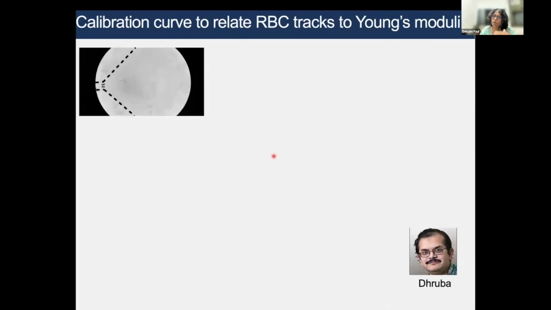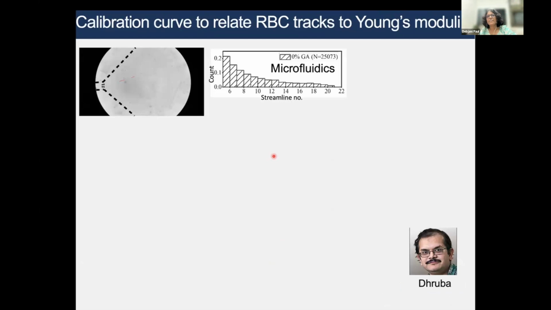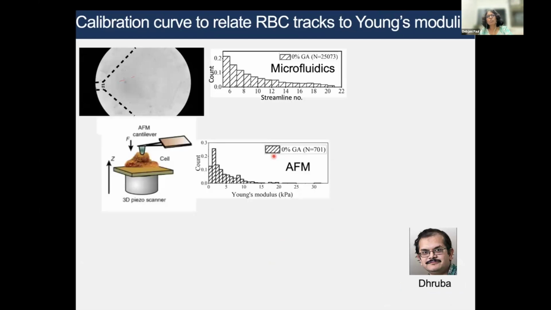So what we do is we first have our experiment from which, by combining the experiment with COMSOL, we get this distribution. We also do AFM and we get a second distribution. And this is where my collaborator Dhruva, who originally published the simulation paper, we worked with him to develop a calibration curve. So what he did was a data-driven calibration.